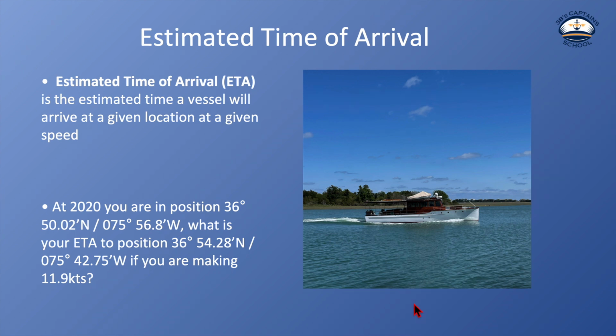At 2020, you're in position 36 degrees, 50.02 north, 75 degrees, 56.8 west. What is your ETA, or estimated time of arrival, to position 36 degrees, 54.28 minutes north, 75 degrees, 42.75 minutes west, if we're making 11.9 knots?